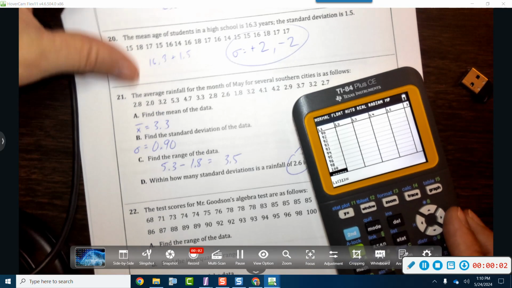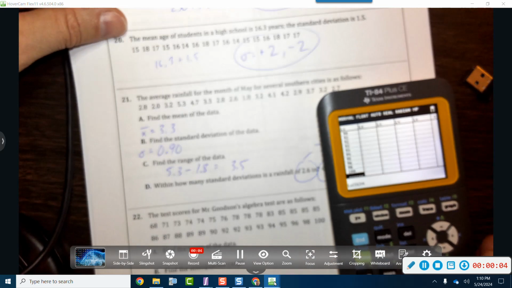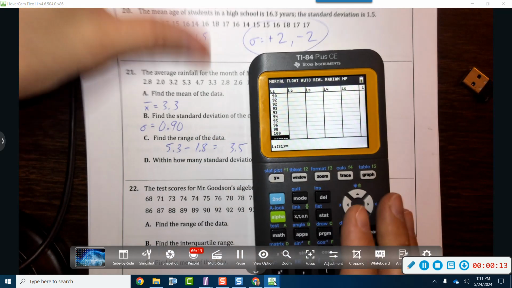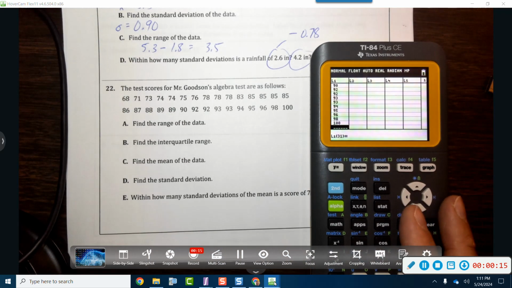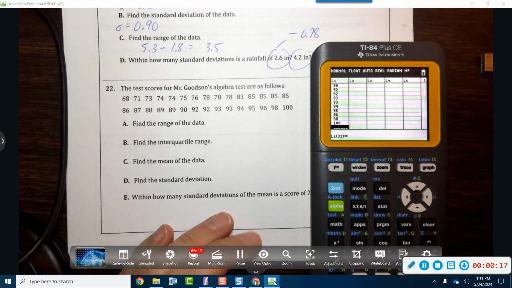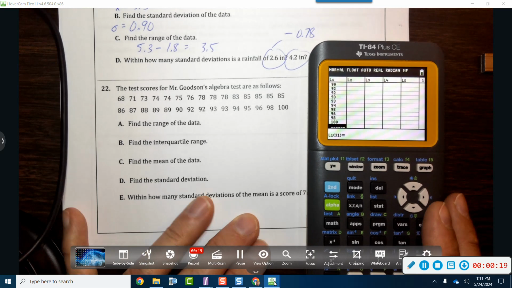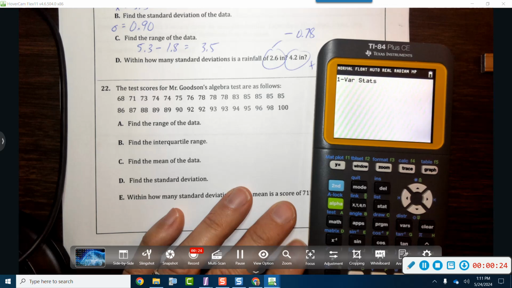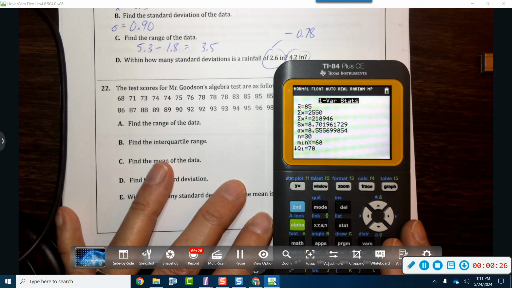Number 22. What I did is I already entered in that data for us, so you don't have to watch me type it in there. It's all entered here. There are 30 pieces of data, 30 test scores, so it looks like it's a class. And then stat, calculate, one variable edit, and there we go.